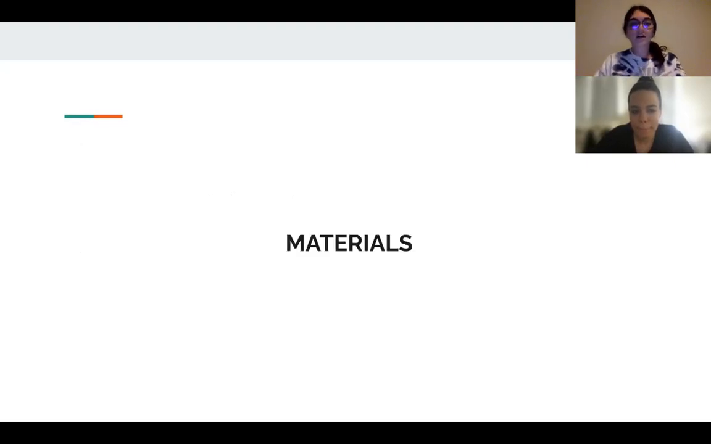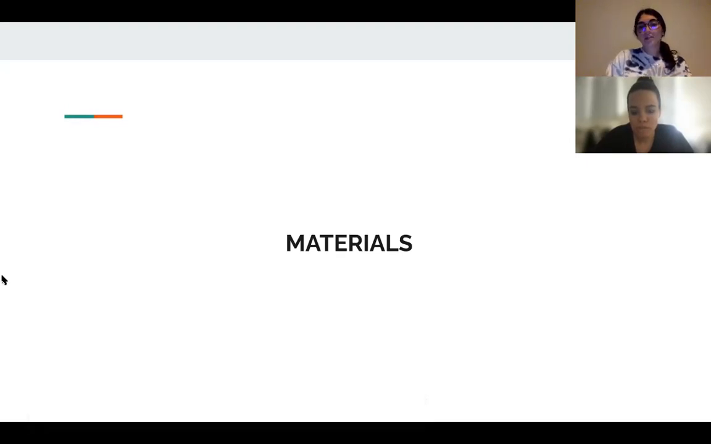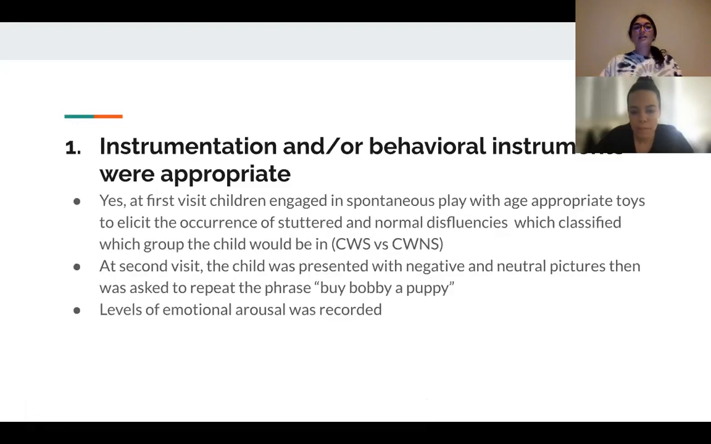The next topic we looked at was the materials section in the methods section. Instrumentation and/or behavioral instruments were appropriate. Since we have young children, we want to use appropriate toys and instruments to get the data. So we said that there were appropriate behavioral instruments.